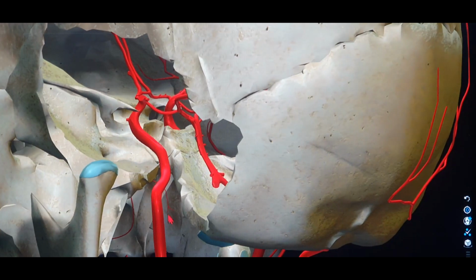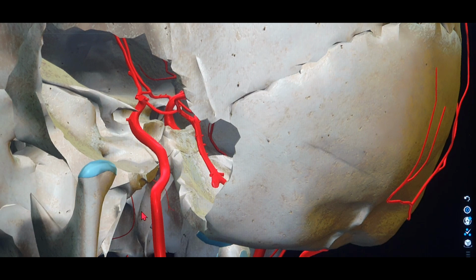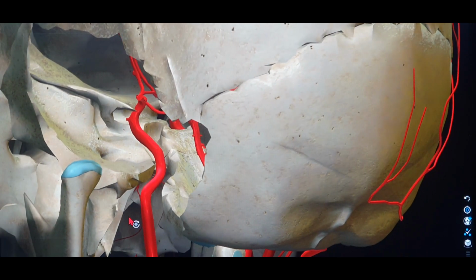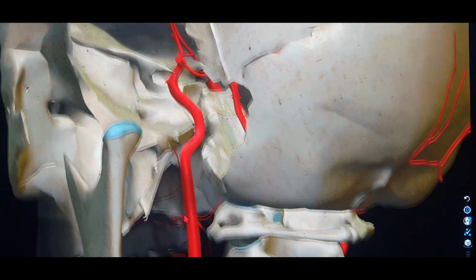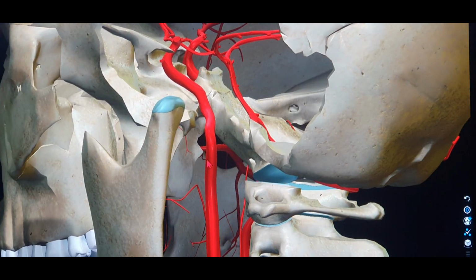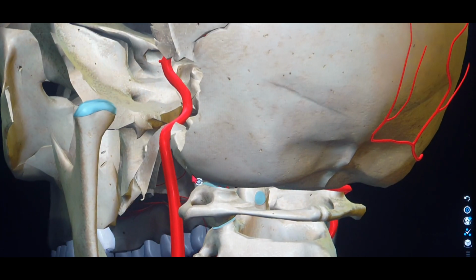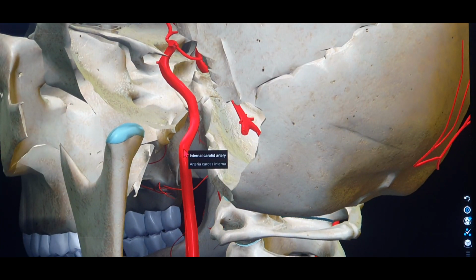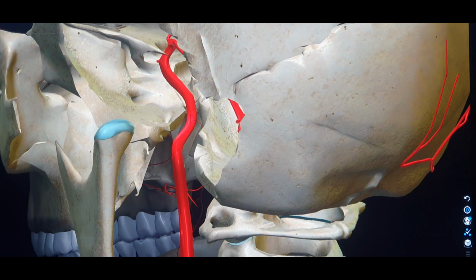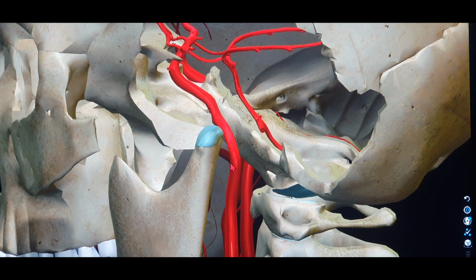So this is the first turn which it is making actually. As you can see, it transitions itself from the vertical to the horizontal part. Now that is the entry point of the artery from the neck into the petrous part. So this becomes the petrous temporal part of the internal carotid artery. So that's the cervical part. Now this becomes the first genu of the ICA. That's the posterior genu, as it is lying posteriorly.